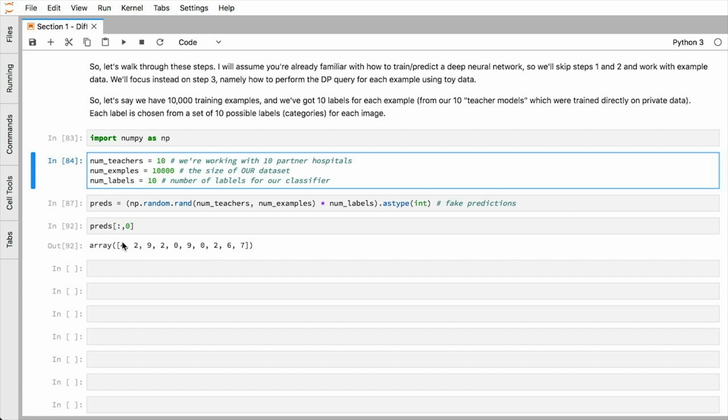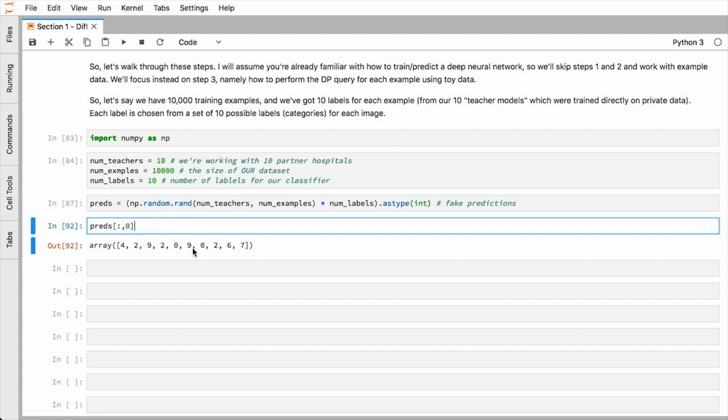If that doesn't totally make sense to you yet, it's okay. We'll walk through this step by step, and hopefully it'll make more sense as we go along. So for now, all we want to do is take each image and convert this vector of predictions from all the different hospitals into a single prediction.